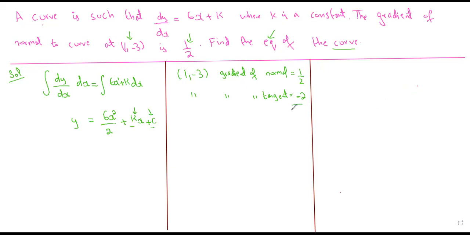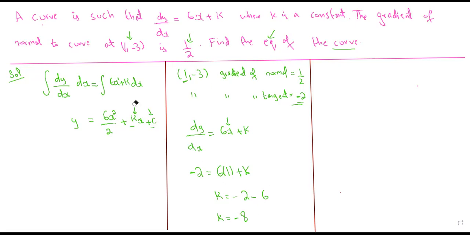Now we have this information. We know that the gradient is minus 2. So I can use dy by dx equals 6x plus k. I know that at x coordinate 1, the gradient is minus 2. So minus 2 equals 6 into 1 plus k. Now this is an equation with the only variable k. I can find the value of k easily by making it the subject. So it would be minus 2 minus 6, and k would turn out to be minus 8. Okay, this is the value of k.